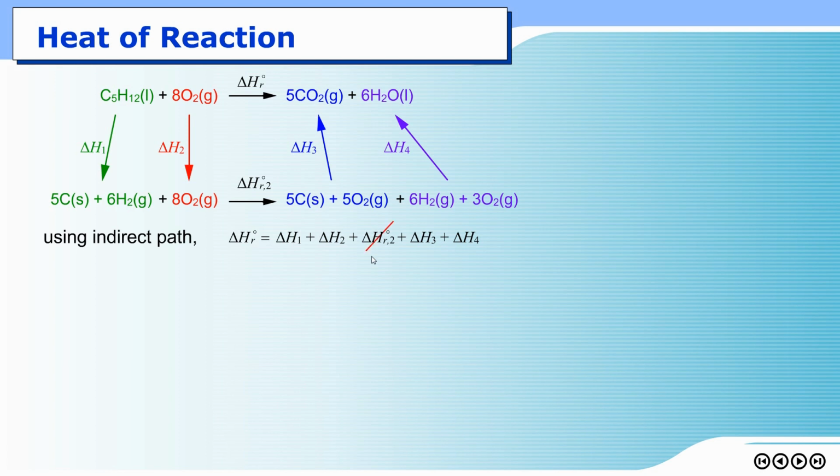Now you should realize that this delta HR2 is essentially 0, simply because this side of the reaction and the right hand side of the reaction are essentially the same. You can see 5 carbon here, also 5 carbon there, 6 hydrogen on both sides, and 8 oxygen here. The blue one and the purple one combined are equal. So essentially this line does not take place. The reaction does not take place. Delta HR2 here is basically 0.